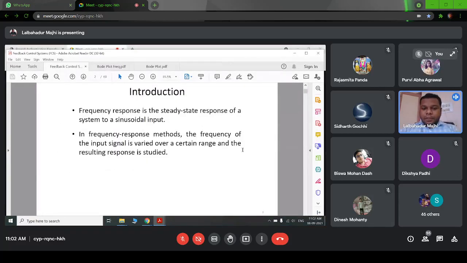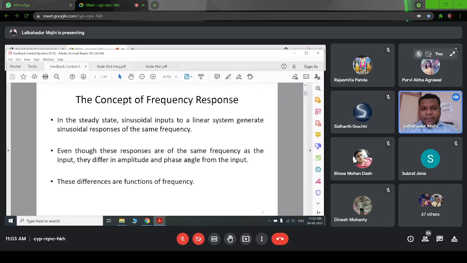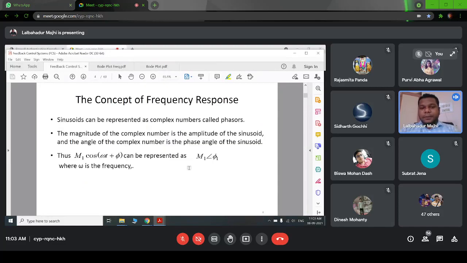So in Bode plot, we are doing the frequency response analysis, right? The input is a sinusoidal input. We are going to give a sinusoidal input and see what the response will be. In steady state, a sinusoidal input to a linear system generates a sinusoidal response of the same frequency, but they differ in the amplitude and phase angle from the input.